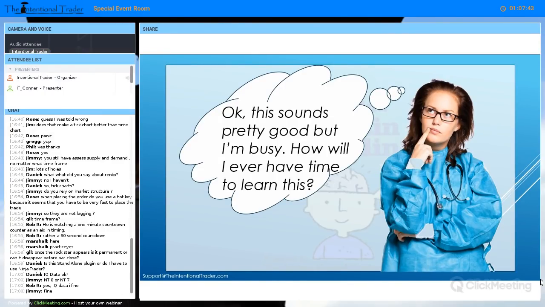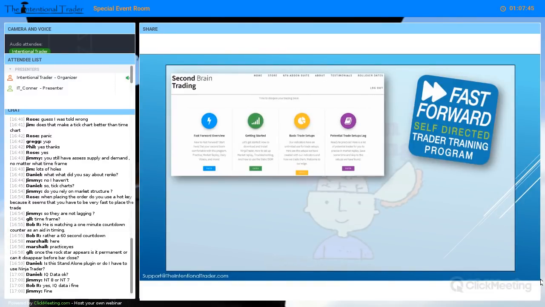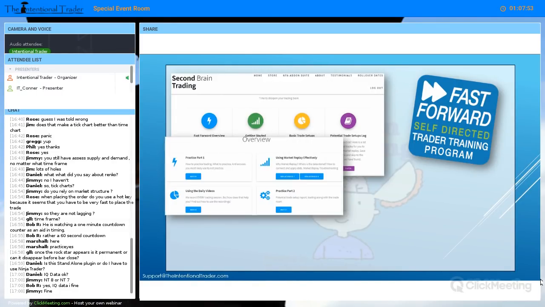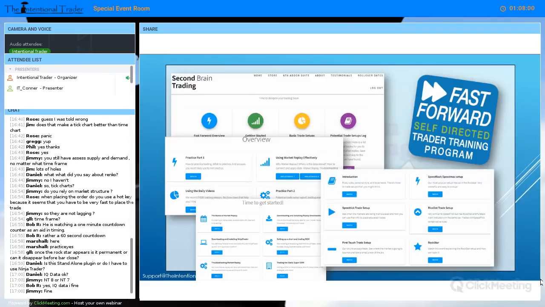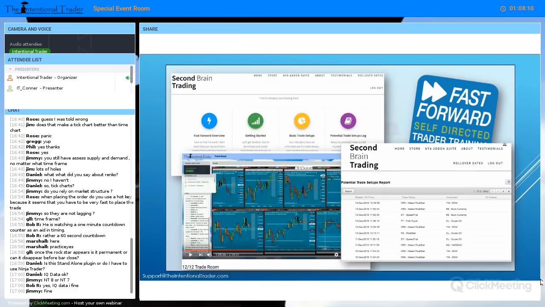So you want to learn how to do this. We have a self-directed training program for you called the Fast Forward. We teach you how to practice your trading, how to use market replay effectively, how to set up the charts, and how to do the trade setups. We have videos for all of that, and tools to help you with it.